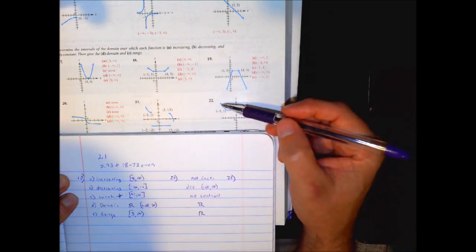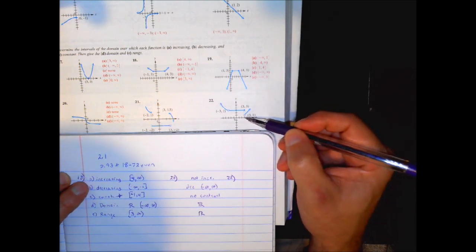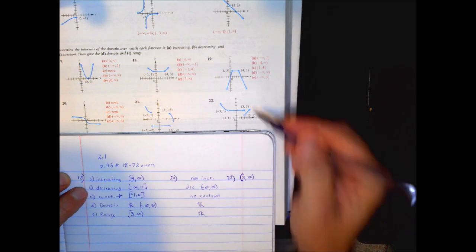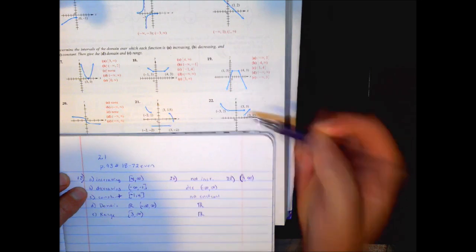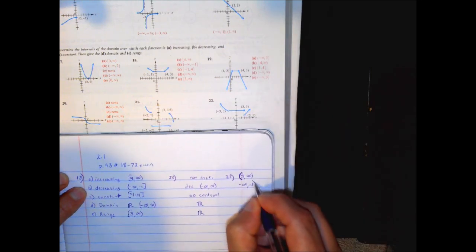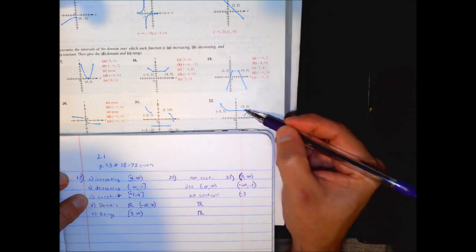Okay, 22, it is decrease, constant, increase. So increasing from 3 through infinity. Oh, actually I messed up there, it's an open circle. So it'd be like this, okay. It is decreasing here, so from negative infinity all the way up through -3. Open circle. It's constant from here to here, so from -3 to +3, and that +3 there is including the 3.